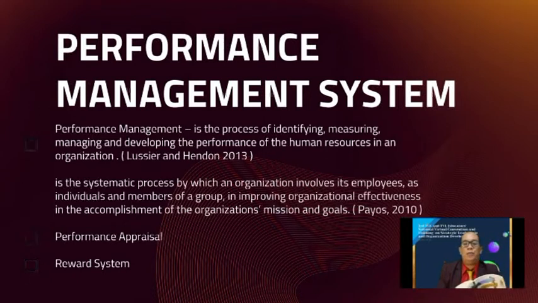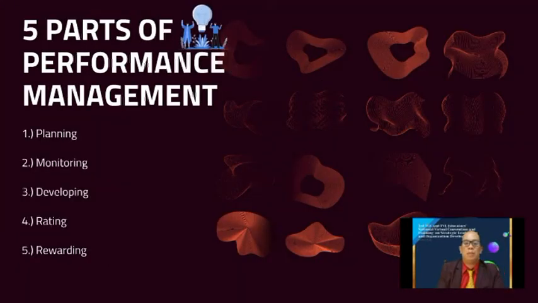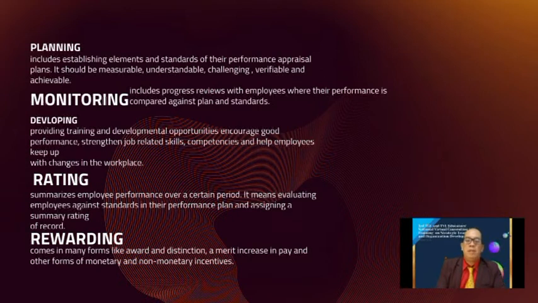There are 5 parts of the performance management system. Number 1 is planning, followed by monitoring. Number 3 is developing. Number 4 is rating. And the last is rewarding. Planning means setting performance expectations and goals for individuals or group of individuals to channel their efforts toward achieving organizational objectives. Getting employees involved in the planning process will help them understand the goals of the organization, what needs to be done, why it needs to be done, and how well it should be done.